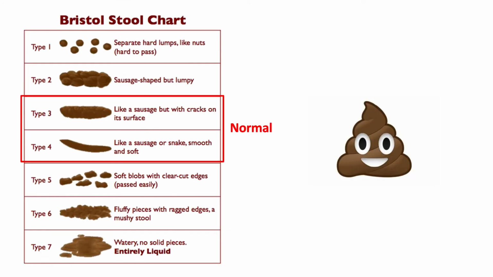Bristol's stool chart is used to classify the type of stool that is passed. It helps to identify healthy and abnormal stool, as well as how long the stool stayed in the bowel. So here we can see type 3 and type 4 as the normal stool, and by looking at the different types, we can see how long the stool stayed in the large intestine, because the longer it stayed, the less water content it has.